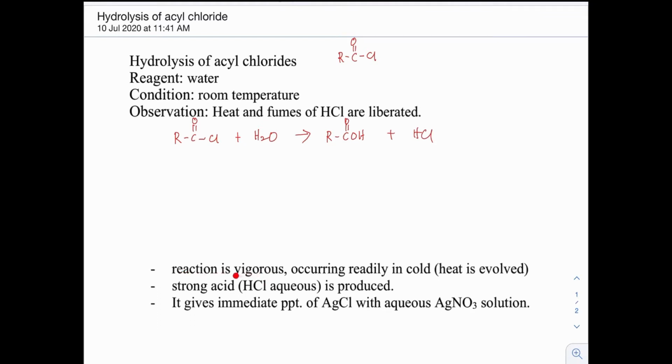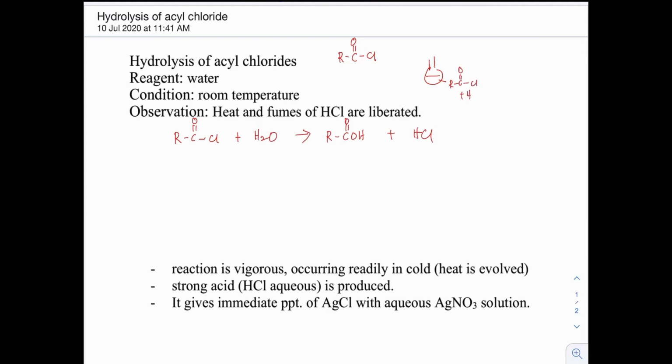This reaction is actually very vigorous, occurring readily in cold, where heat is evolved, which means this is actually an exothermic reaction. So if you heat the reaction, the fumes of HCl are going to be liberated. Also, HCl is produced and it gives an immediate white precipitate of AgCl with aqueous AgNO3.